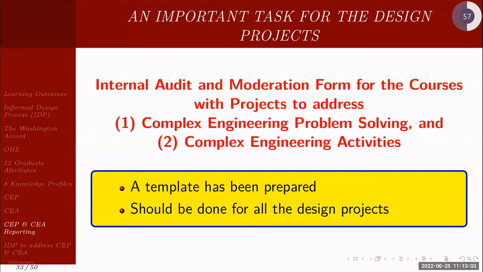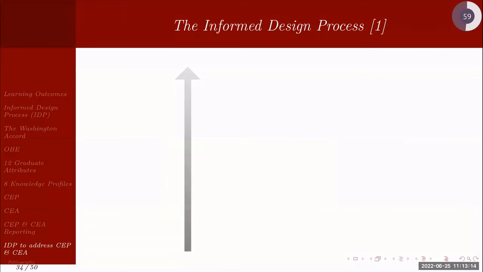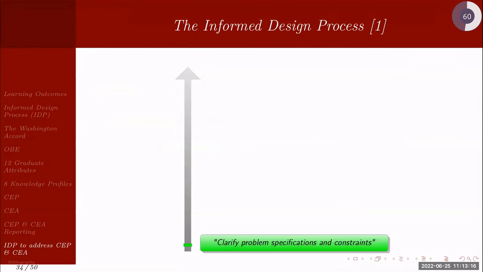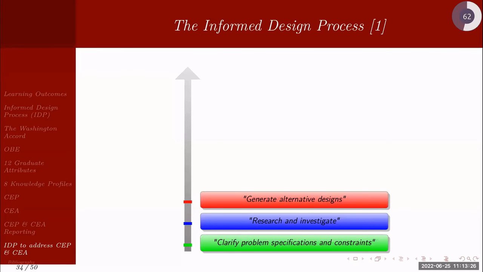Okay, last topic is IDP, Informed Design Process to address CEP, Complex Engineering Problem Solving and Complex Engineering Activities. This is the last topic. So again, once again, there are 8 stages in the informed design process. Number 1, clarify problem specification and constraints. Number 2, research and investigate. Number 3, generate alternative designs.